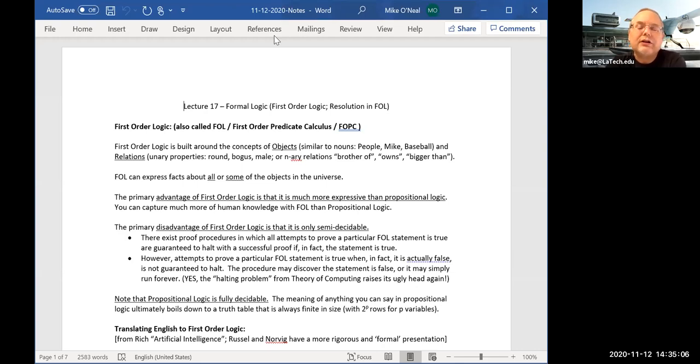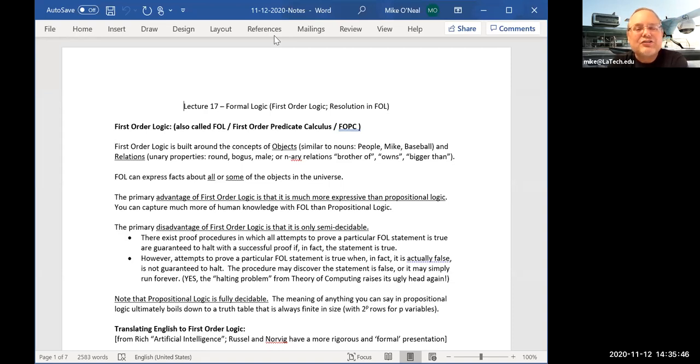But then there are multi-input relations, like brother of. In my case, Mike is the brother of Ed. So Mike and Ed are the inputs there. Owns: Mike owns a Tesla. Not the company, sadly, a Tesla as a particular car. Bigger than: everyone is bigger than Mike. But you get the idea that you've got relations and you've got objects.